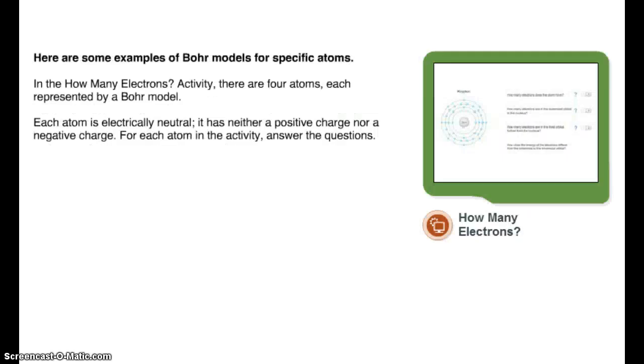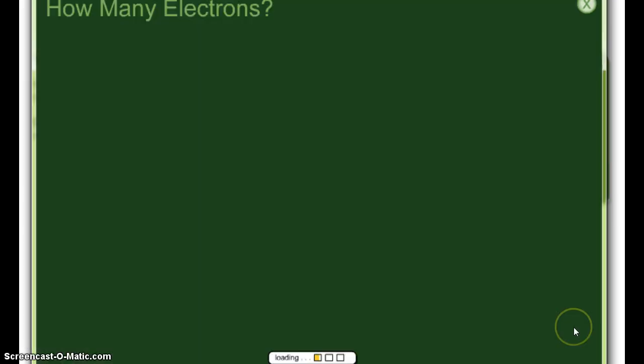Here are some examples of Bohr models for specific atoms. In the How Many Electrons activity, there are 4 atoms, each represented by Bohr models. Each atom is electrically neutral. It has neither a positive charge nor a negative charge. For each atom in the activity, answer the questions.